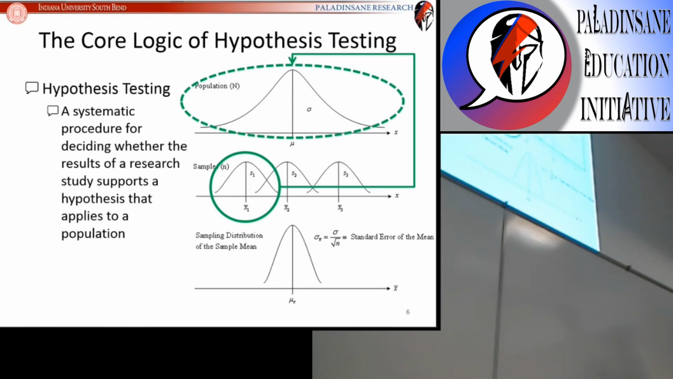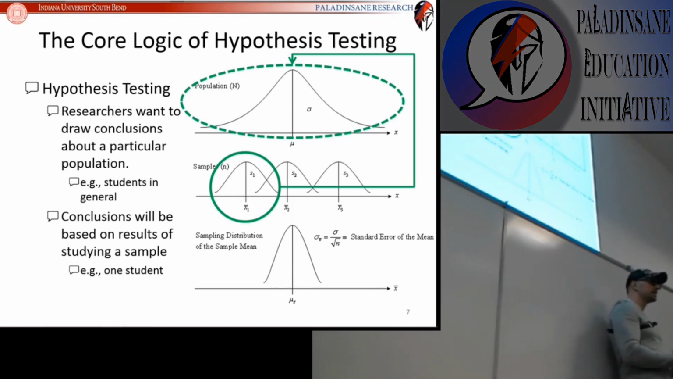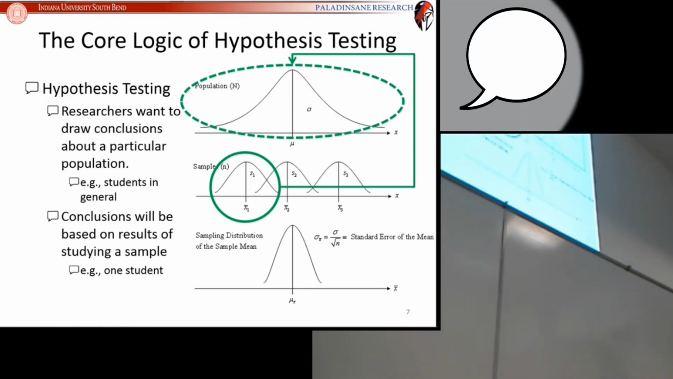In this case, you want to reach conclusions about a particular population, but it's going to be based on a single sample that we looked at. In your textbook, they start you off with a sample of 1, but we're going to start off with samples larger than 1. For example, today we're going to take a look at a sample of 16, a sample of 9, and so on and so forth.